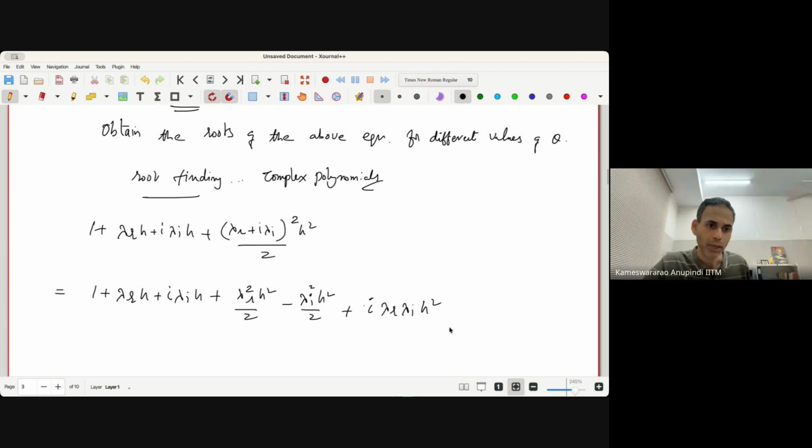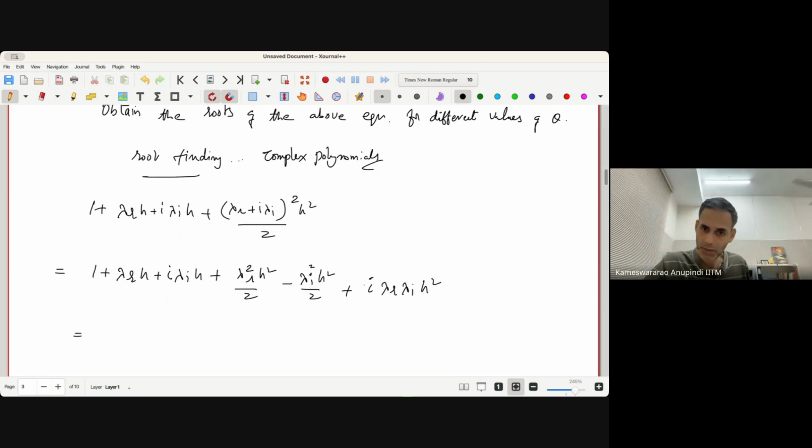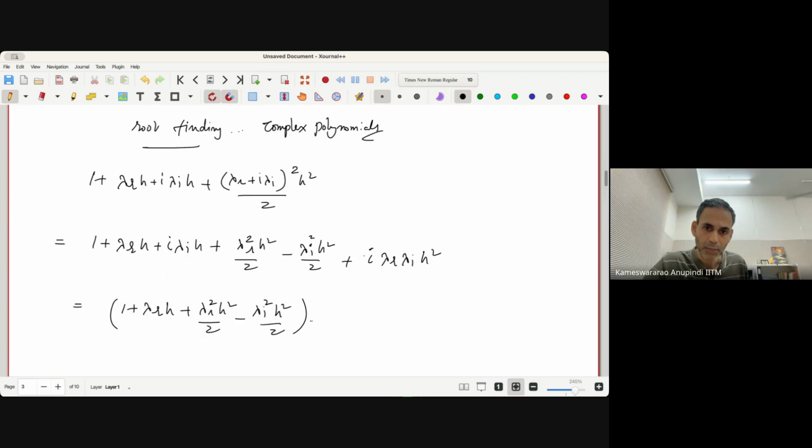Okay, that's what I get. That means I'm going to write this as two equations. One equation is where all the real components are there, which is 1 plus lambda_r h plus lambda_r squared h squared by 2 minus lambda_I squared h squared by 2. That is my real part, plus I have the imaginary part, which is lambda_I h plus lambda_r h times lambda_I h.